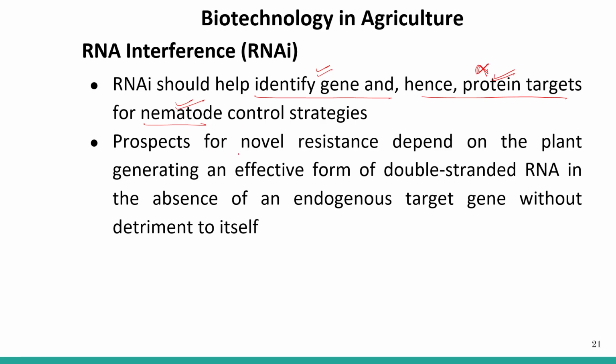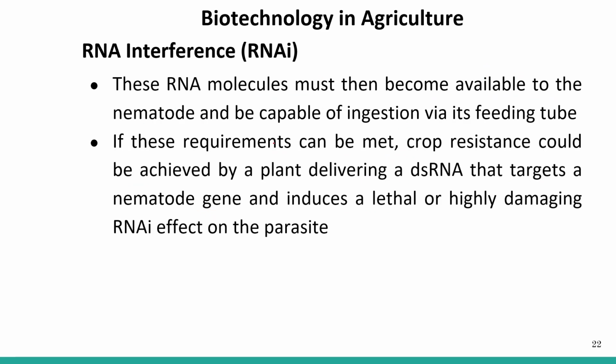The prospects for novel resistance depend on the plant generating an effective form of double-stranded RNA in the absence of an endogenous target gene, without detriment to itself. These RNA molecules must then become available to the nematode and be capable of ingesting via its feeding tube. So this particular RNA must be available to the nematode and capable of ingesting via its feeding tube.